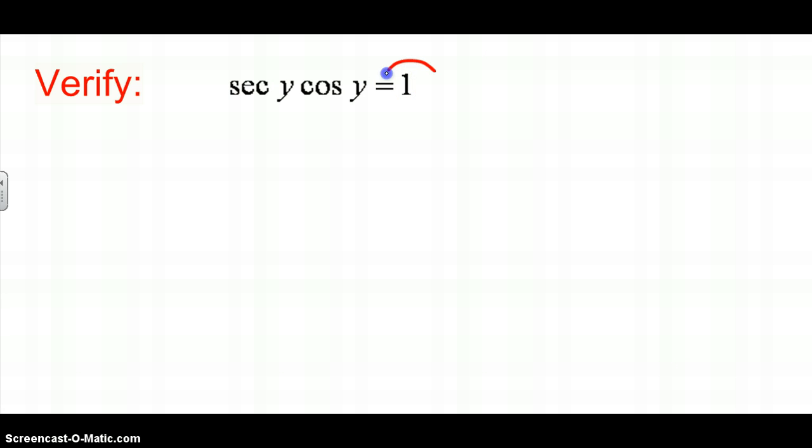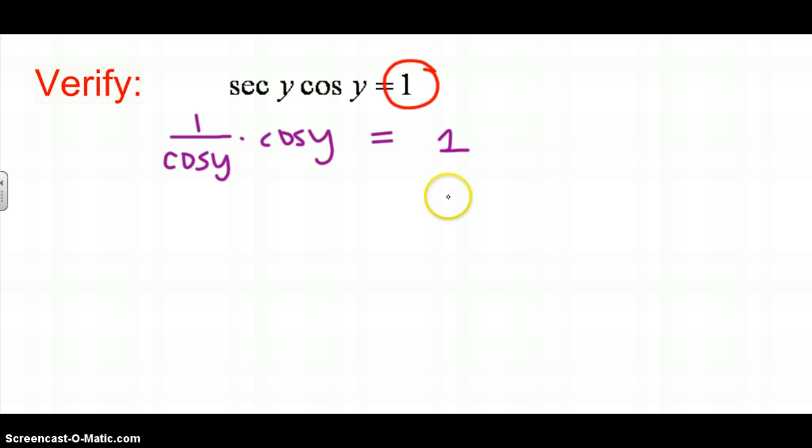So I'm going to say leave this 1 alone. We're going to work with the left side. So secant of y is 1 over cosine times cosine. Okay, just carry this equals 1 down with you. Cosine and cosine cancel. 1 is equal to 1.